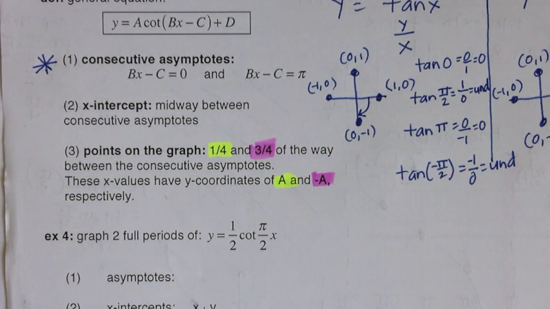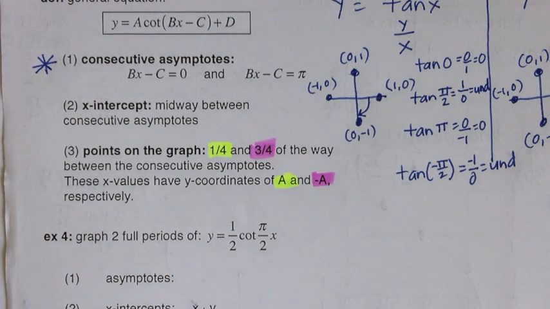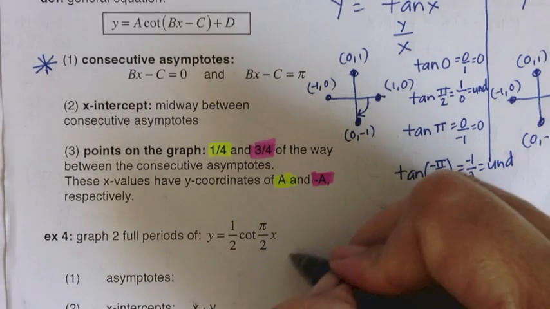So it flip-flops, right? So same thing, find your asymptotes. Mark the x-intercept in the middle. With cotangent, you're going to start high at the positive amplitude and then 3/4 of the way go to the negative amplitude, and vice versa for tangent. So let's go ahead and start with our amplitude and period.